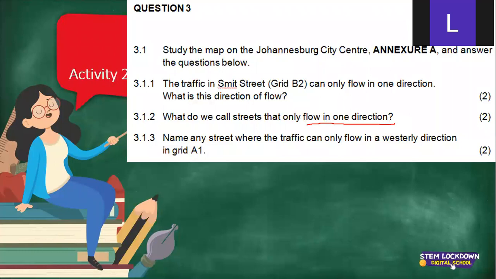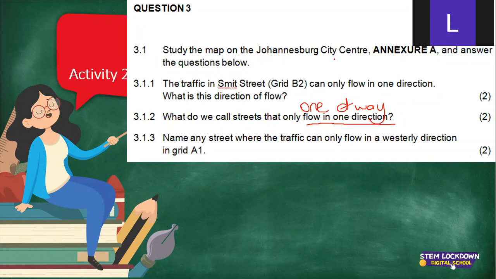Let me give you 10 seconds. What do you call a street whose traffic is flowing in one direction? Okay, wow, excellent. It is called a one-way street. One direction, one way. Well done. This is actually a general knowledge question. One way. Well done.